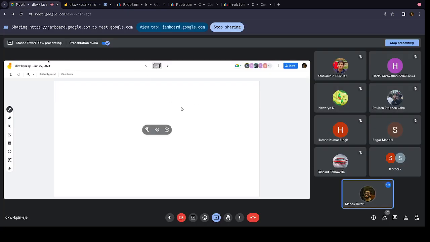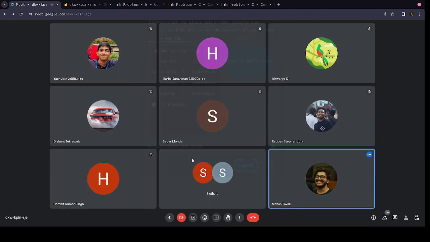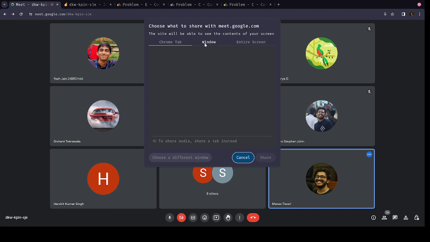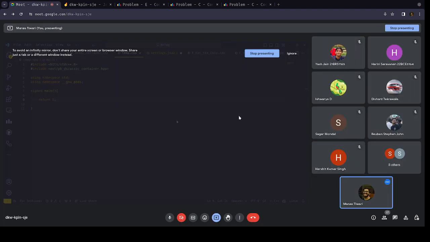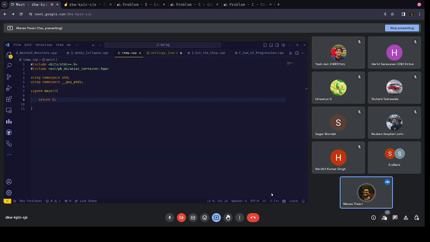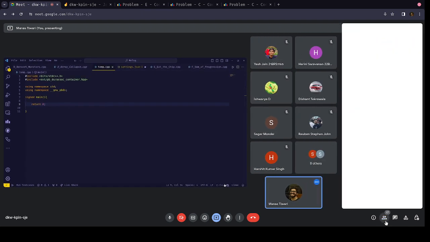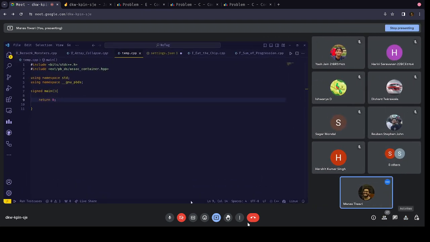So, if I share my VS Code now, yeah, alright. Output is visible. Okay, cool. Output is visible in the recording as well. Okay.